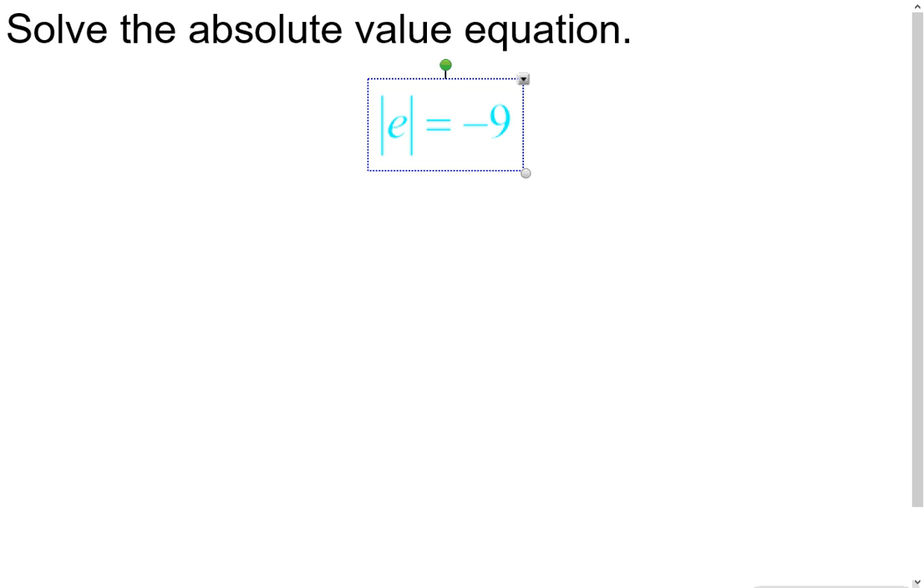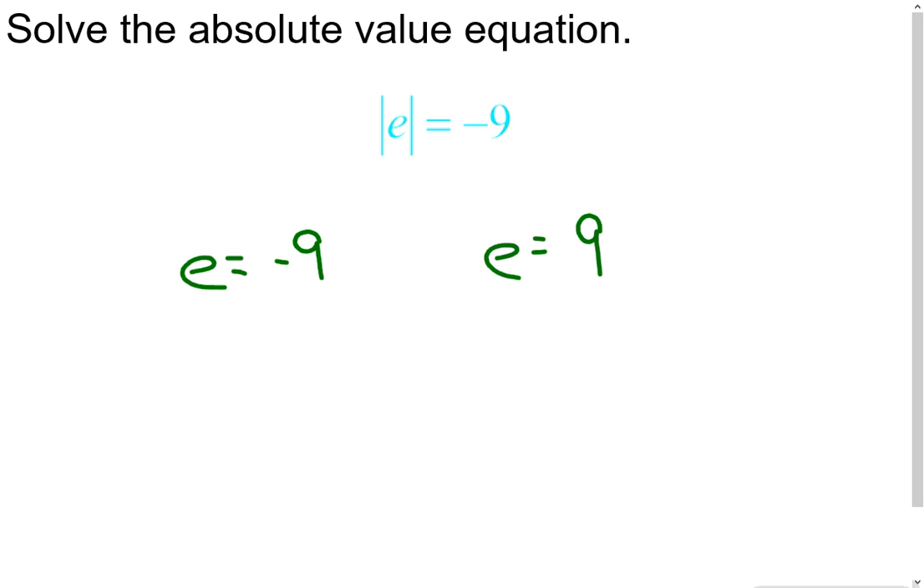And now my last one. I have the absolute value of e equal to -9. The absolute value is already by itself, so some of us would think, well, let's break it into two equations. If we do that, we basically say e equals whatever the right side's equal to, and e equals the opposite of that, which is 9. That's what we've done in all of our other examples. But does this really make sense in this case?